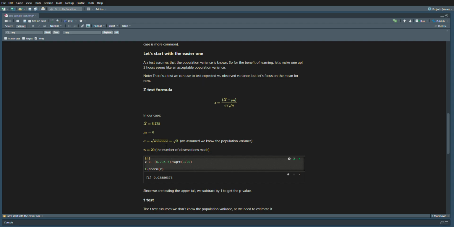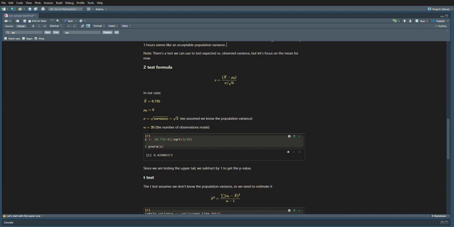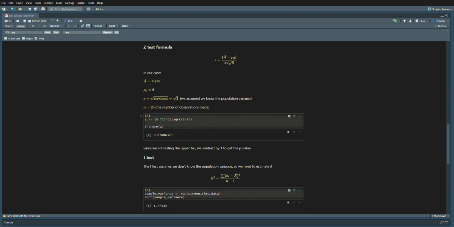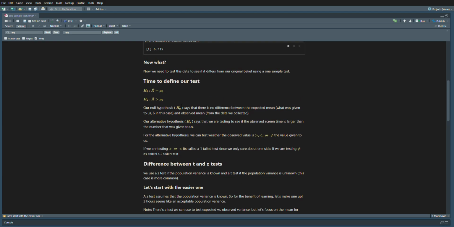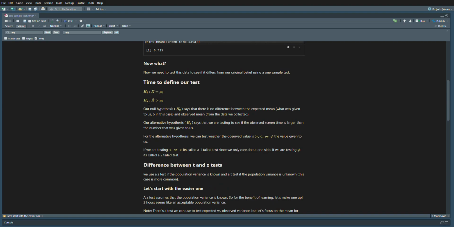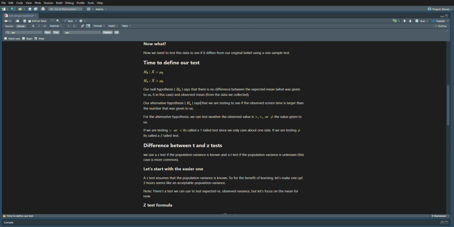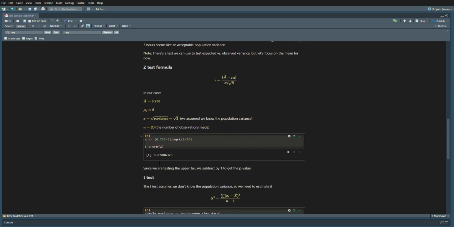And we take the square root of variance to get sigma, because sigma, the standard deviation, is the square root of variance, to plug into the formula, and n is the number of observations that we've had. So we plug it in, we get this value. And going back to our defined hypothesis, we care about if it's greater than the mu naught, so we need to subtract this from 1.